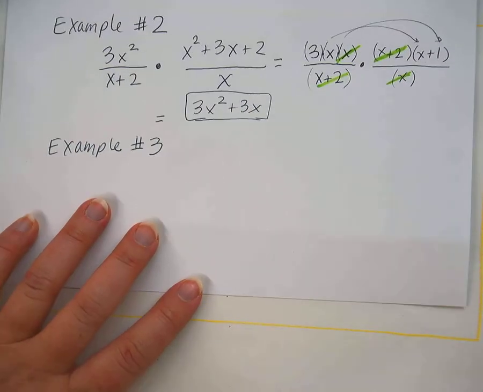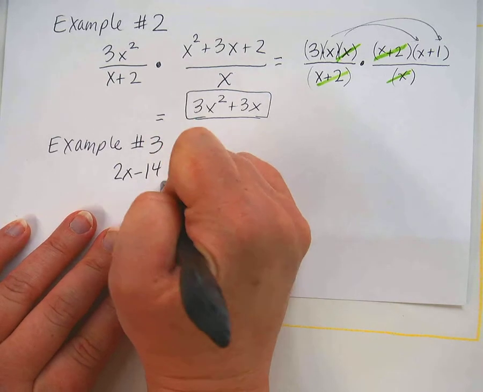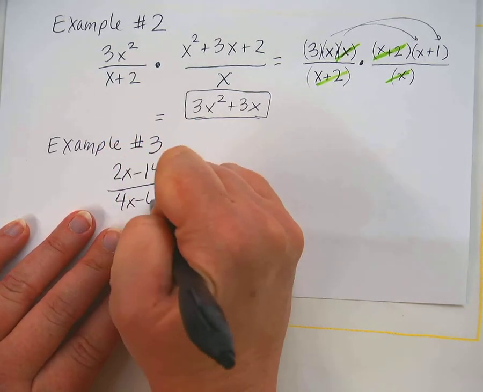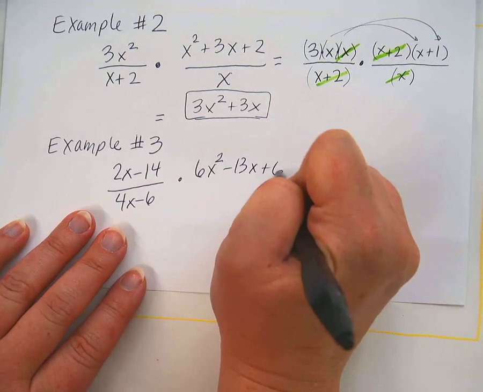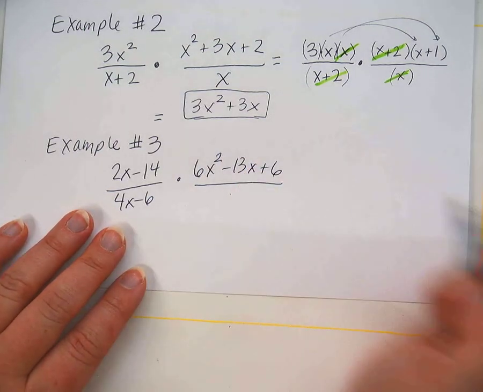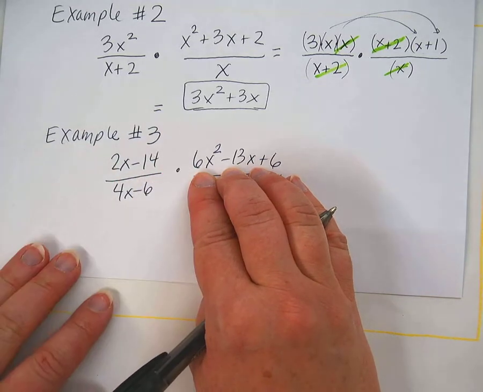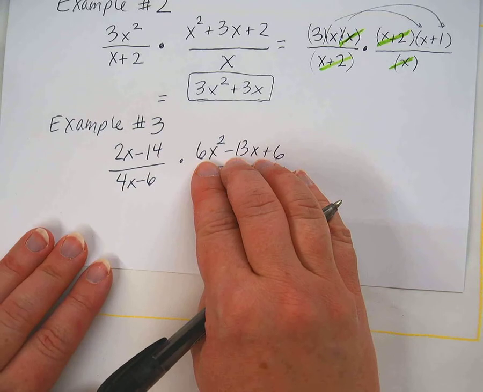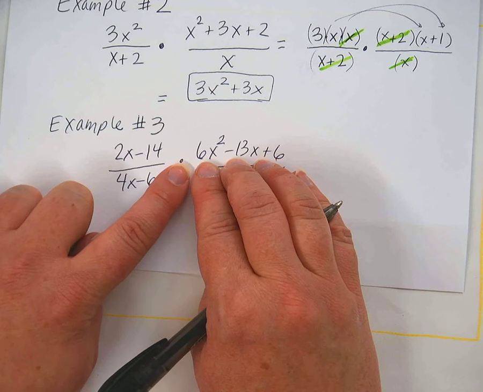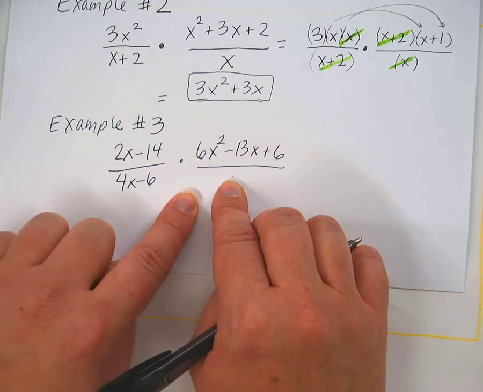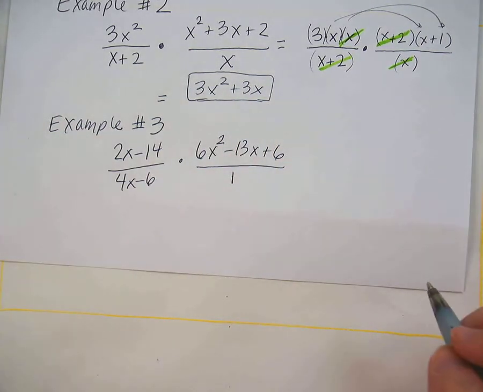Okay, number 3, example number 3. So we're going to start with 2x minus 14 over 4x minus 6 times 6x squared minus 13x plus 6 over 1. And actually, I'm not even going to start by putting that over 1. I'm just going to say a fraction times a polynomial that's not in a fraction. So what do you have to do when you're trying to multiply a number times a fraction times a number that's not a fraction? What do you have to do first? Turn it into a fraction. So how do we turn them into fractions? Put it over 1. Good.